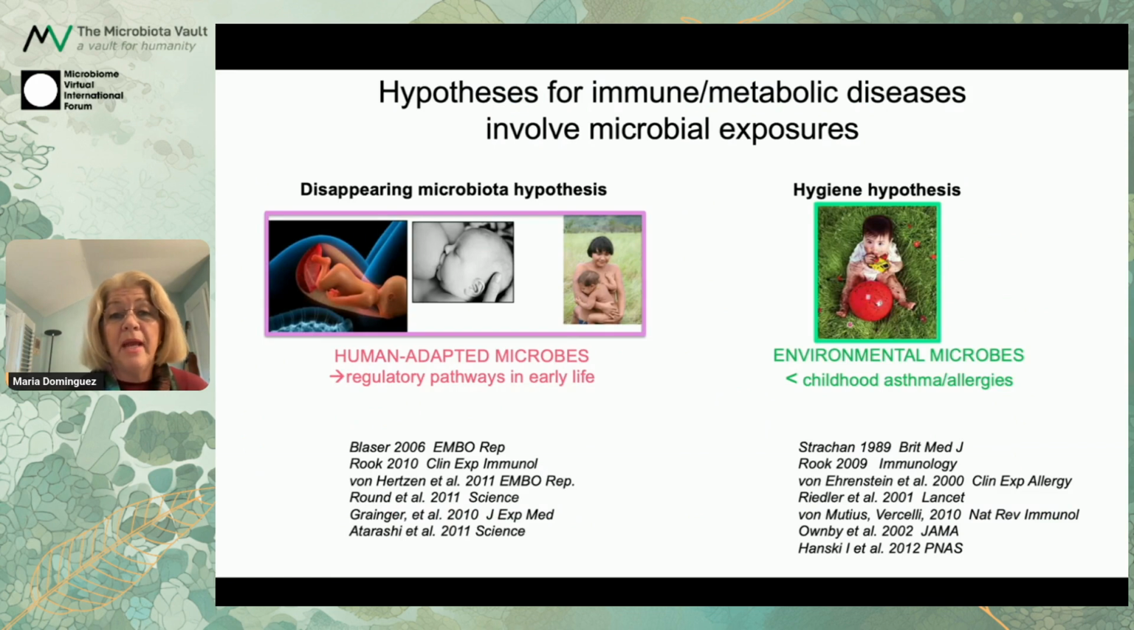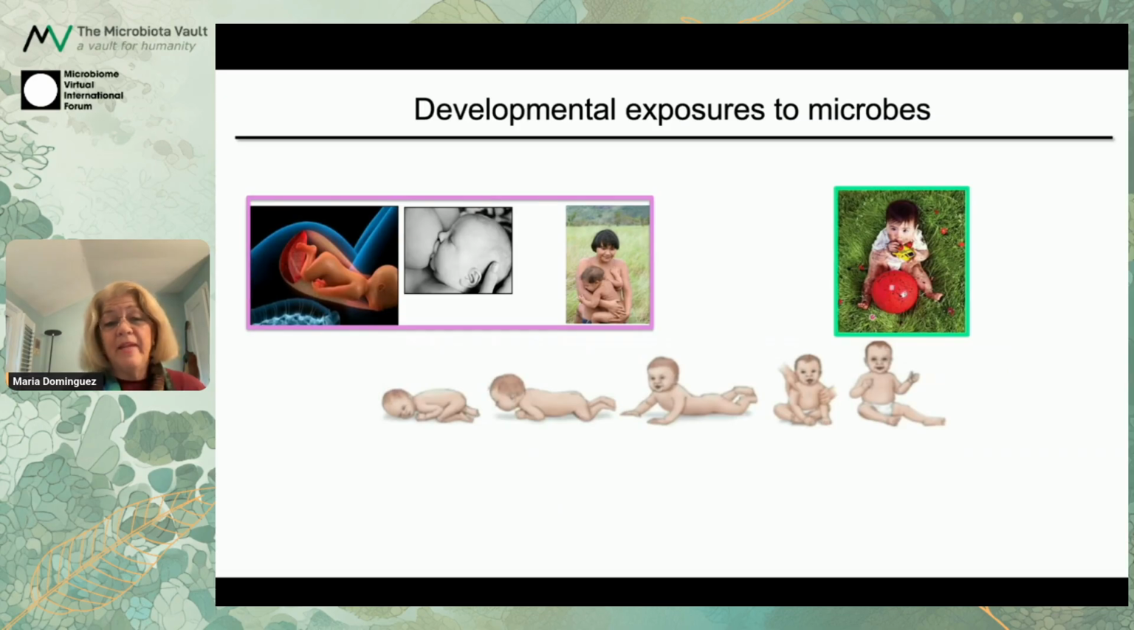There are two hypotheses behind these new immune and metabolic diseases. On the right side is the oldest hypothesis, the hygiene hypothesis. It states that the alteration or lack of environmental exposure drives asthma and allergies. The newest one has to do with exposure to human-adapted microbes, the disappearing human microbiota hypothesis, which states that it is the lack of exposure to the proper human-adapted microbes. And we think that both exposures are very important, both environmental and human-adapted.